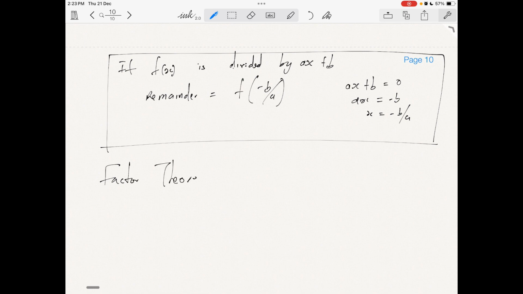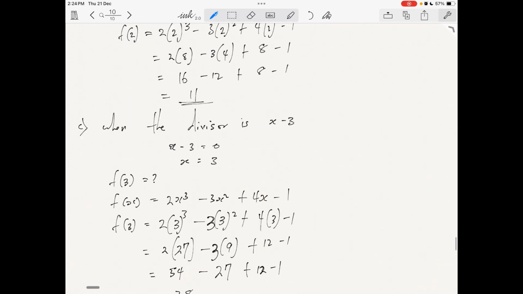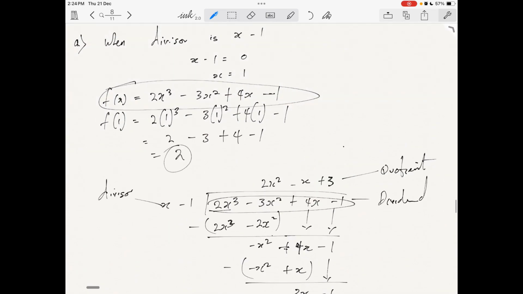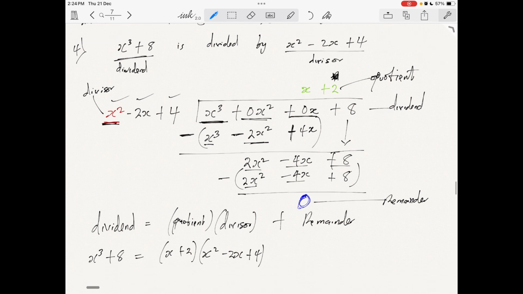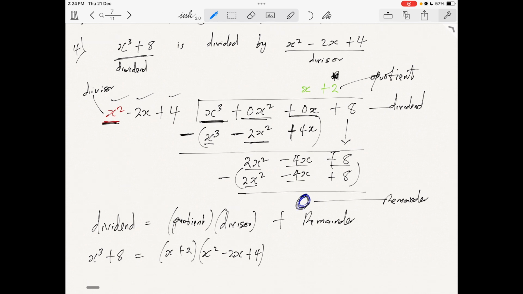Factor theorem. How do we know if a divisor is a factor of the dividend? Because we had something to do like that when we evaluated the remainder to be equal to 0. In this case, we said at this point that x squared minus 2x plus 4 is a factor of x cubed plus 8.